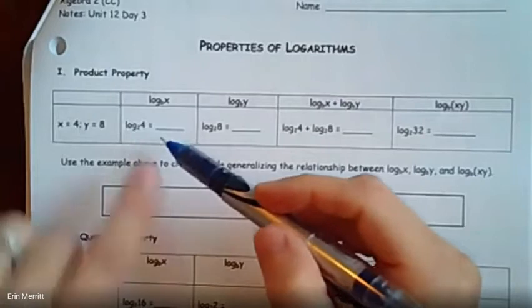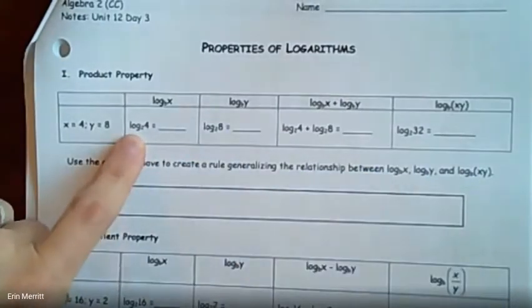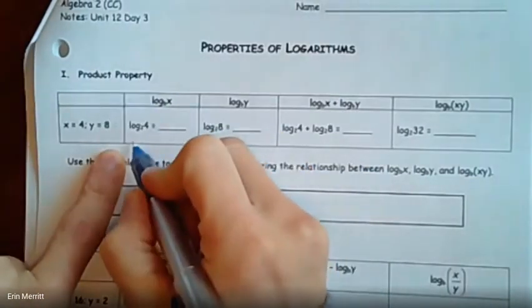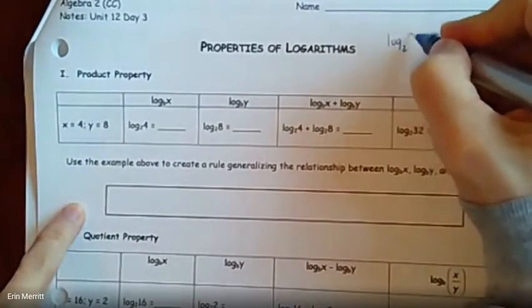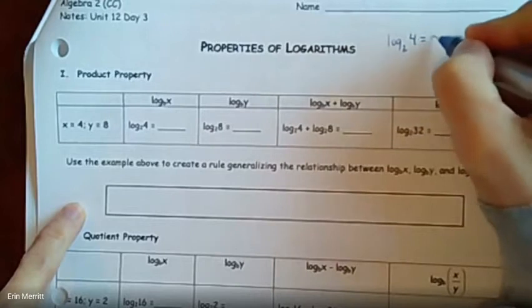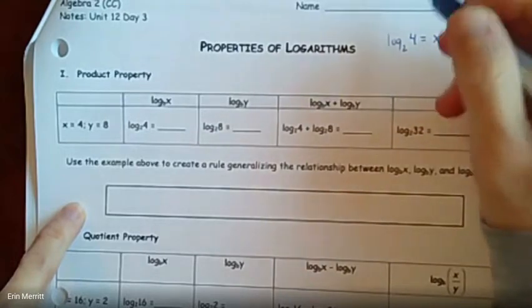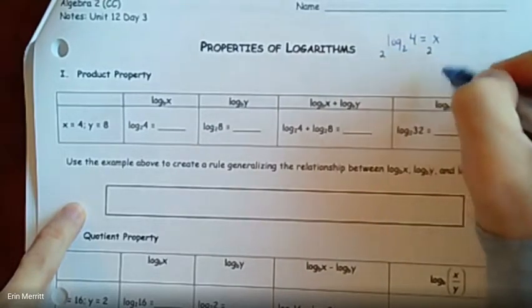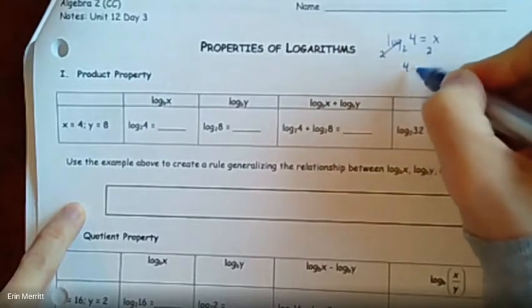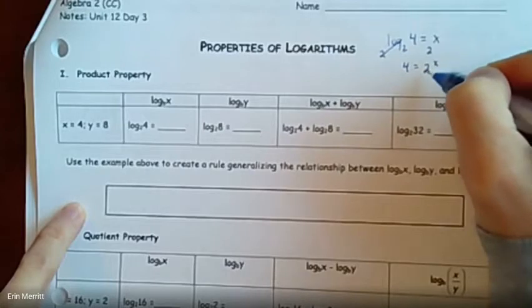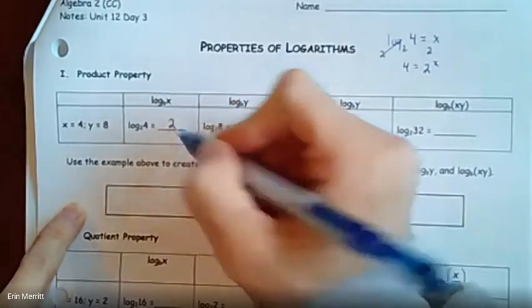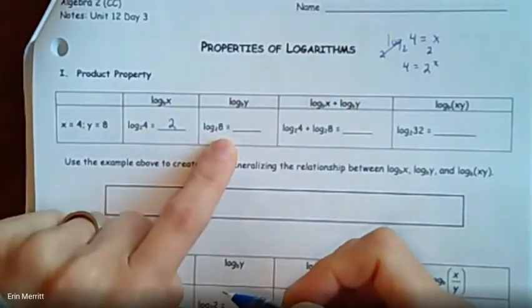For each one of these, if I evaluate log base 2 of 4, and I'll do the work off to the side here, if I set it equal to x, we learned yesterday that I can exponentiate to rewrite this. So this would be 4 equals 2 to the x power. So x would have to be 2, since 2 squared is 4. So that's equal to 2. I want you to do that with each one of these.